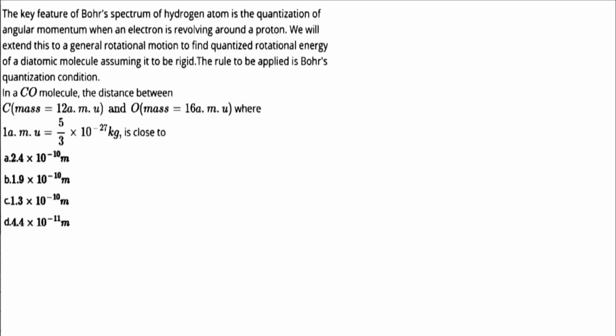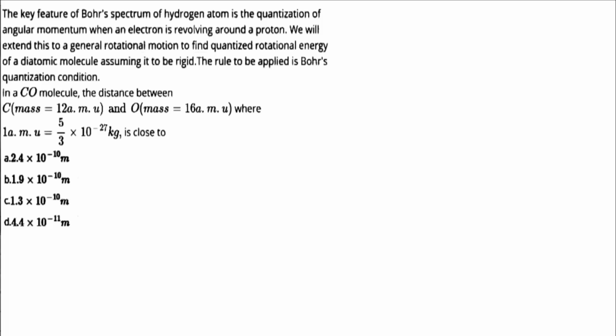Hello everyone. So the question is, the key feature of Bohr's spectrum of hydrogen atom is the quantization of angular momentum when an electron is revolving around a proton. We will extend this to a general rotational motion to find quantized rotational energy of a diatomic molecule, assuming it to be rigid. The rule to be applied is Bohr's quantization condition.